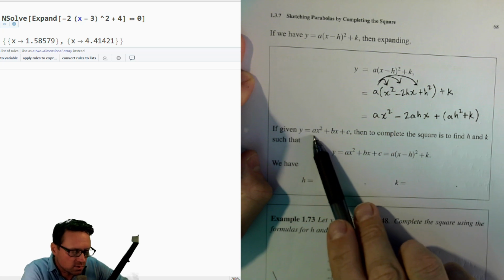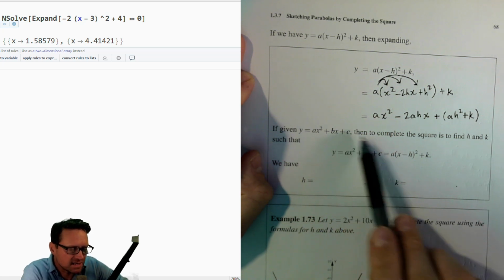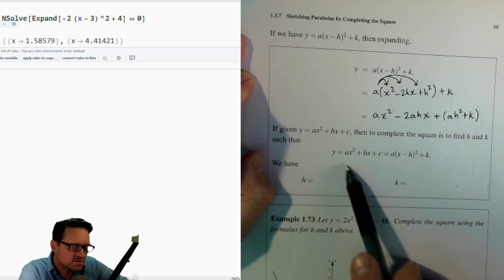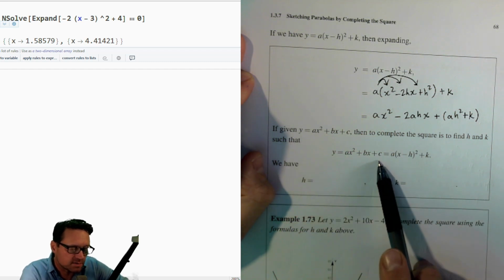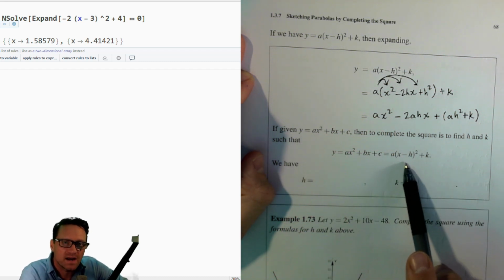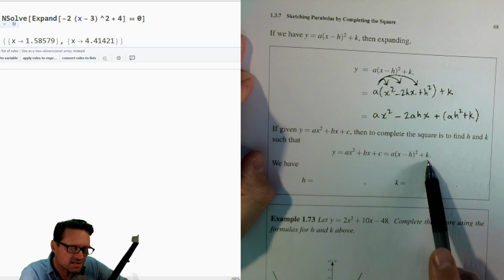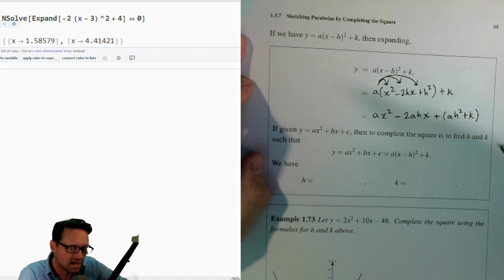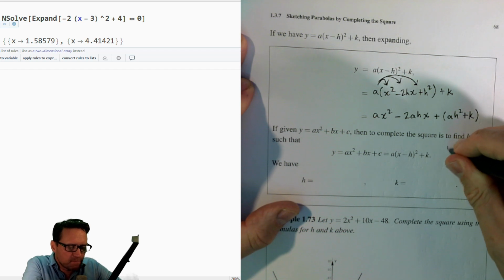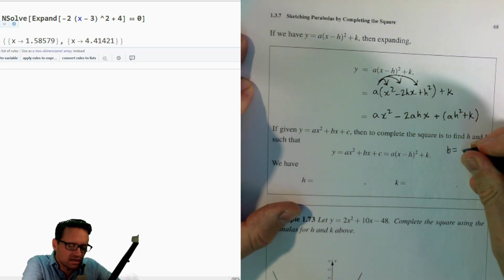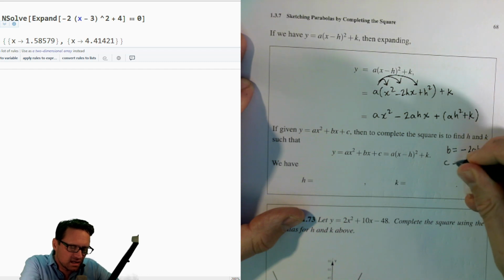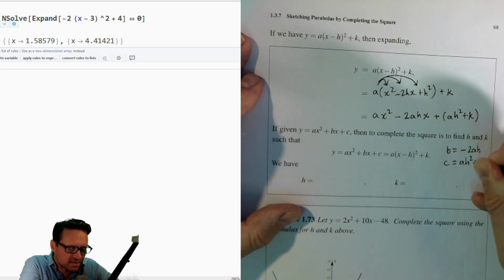If given y equals ax squared plus bx plus c, then to complete the square is to find h and k such that y equals ax squared plus bx plus c is a in brackets x minus h all squared plus k. All right, so we want to solve for h and for k here. So we've got b from our expansion is minus 2ah and c is ah squared plus k.